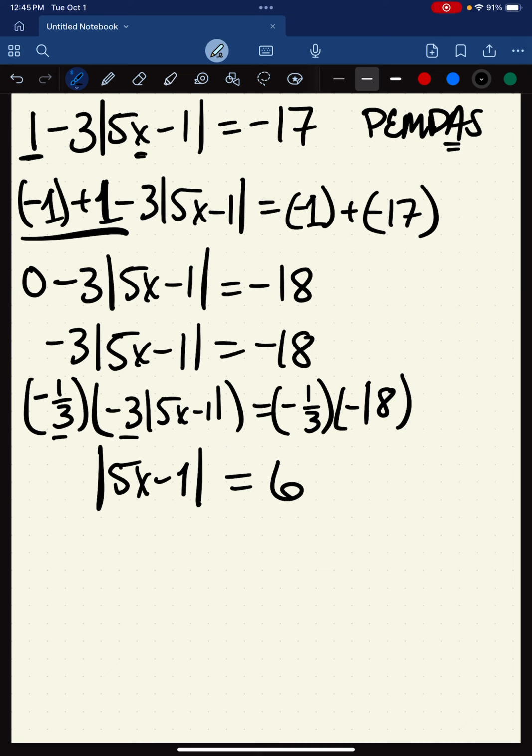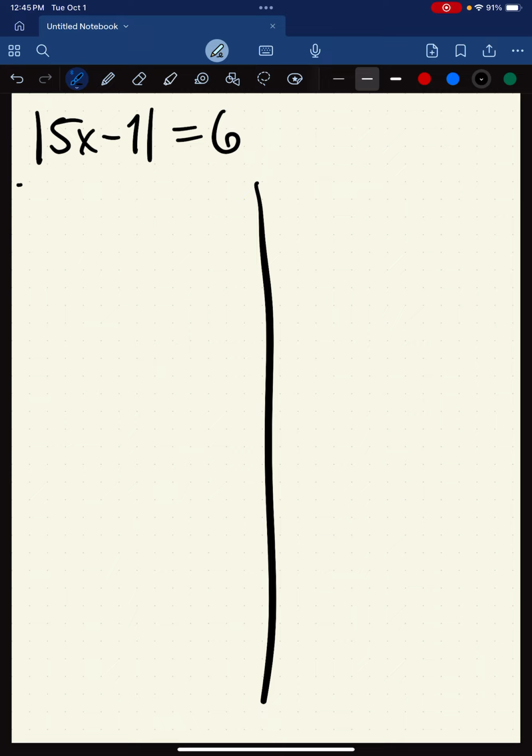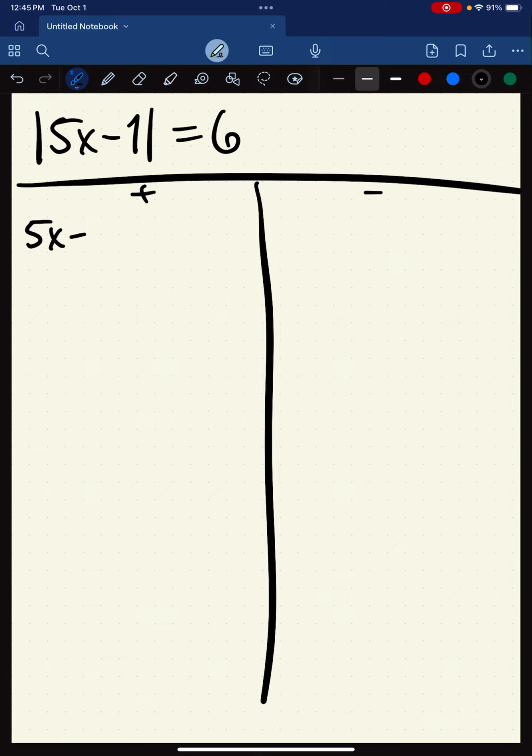All right, so now we have this. Let's go to the next page and solve it. The absolute value of 5x minus 1 is 6. So we have two cases. We have the positive case and the negative case. So if the absolute value is positive, then we have 5x minus 1 is 6. We're just going to drop the absolute value sign and solve it.